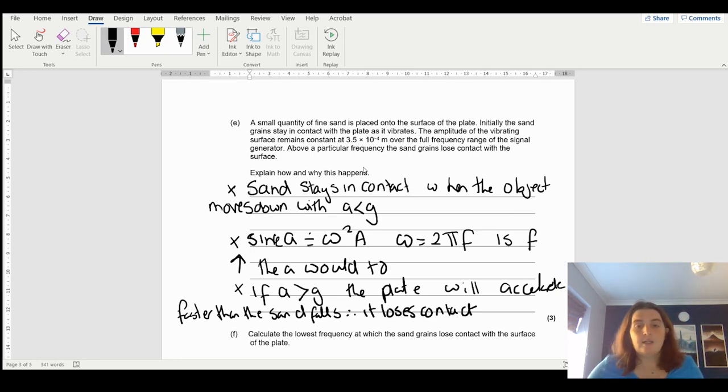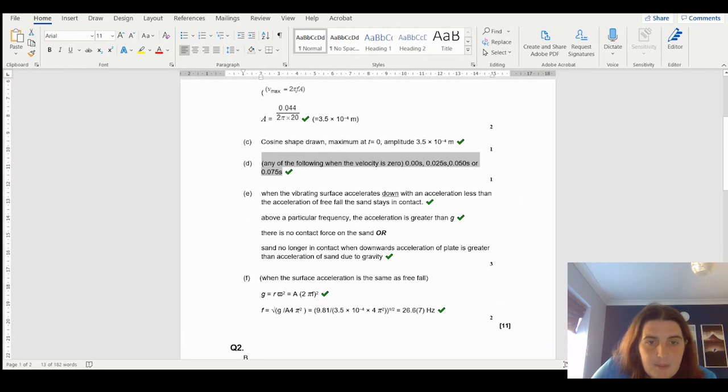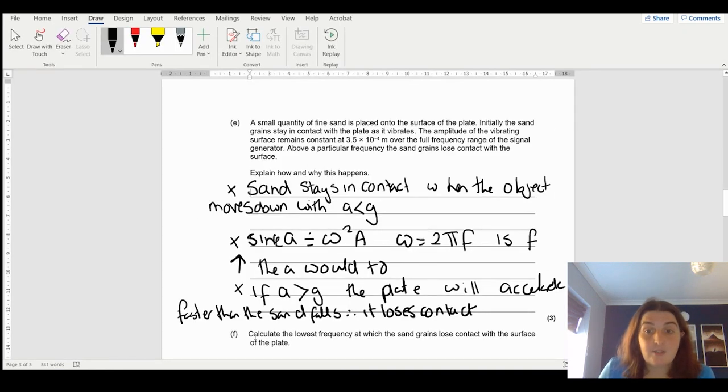Okay. So if I go to the mark scheme in this one, the mark scheme says when the vibrating surface accelerates down with an acceleration less than the acceleration of free fall, the sand stays in contact. So it's exactly what I said at the start. The sand stays in contact when the object moves down with an acceleration less than g.